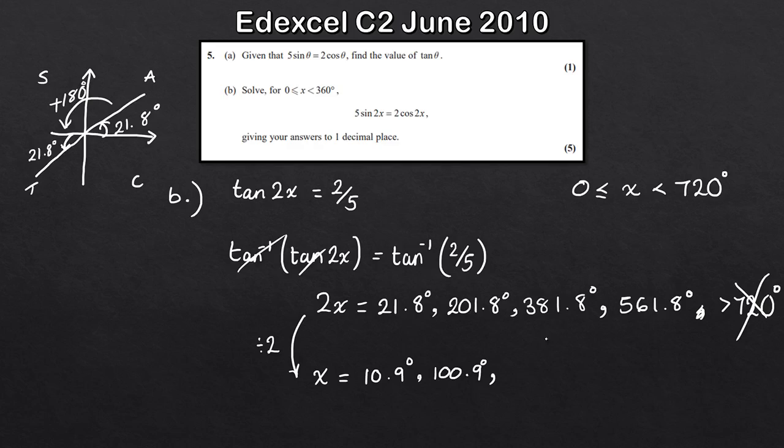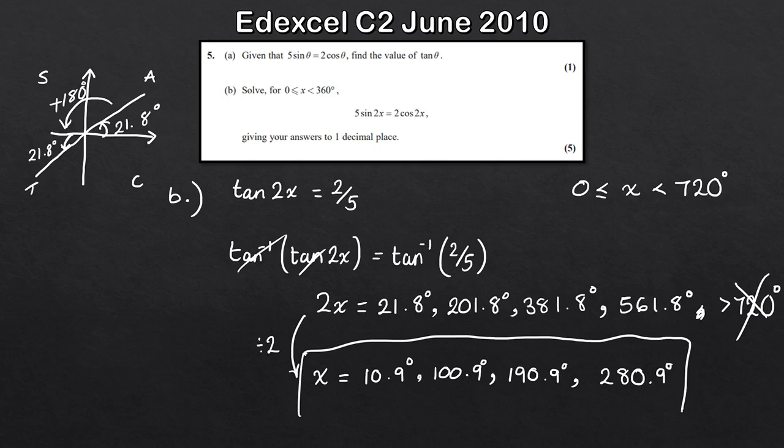381.8 divided by 2, I get 190.9 degrees. And then finally, our final solution here, dividing 561.8 by 2, I get 280.9 degrees there. Okay, and that gives us our solutions for tan 2x equals 2/5, or what we started with, which was 5 sine 2x equals 2 cos 2x. You should get these solutions here. Make sure you don't count these as your solutions. Okay, so that gives us our solution there too.